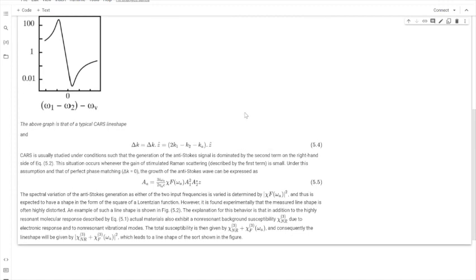The explanation for this behavior is that in addition to the highly resonant molecular response described by equation 5.1, actual materials also exhibit a non-resonant background susceptibility due to electronic response and to non-resonant vibrational modes. The total susceptibility is then given by χ = χ_nr + χ(ω_a), and consequently the line shape will be this expression, which leads to a line shape as shown in the figure.